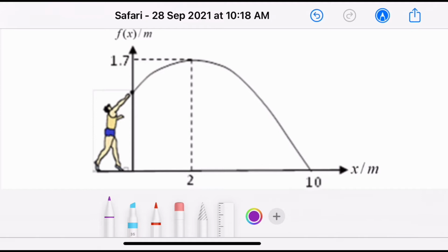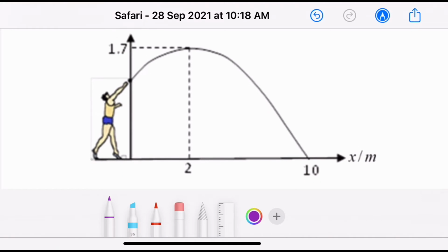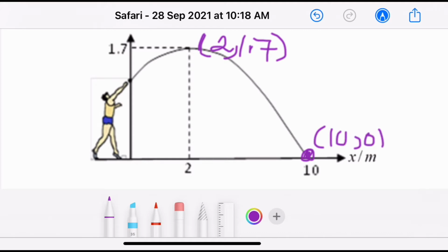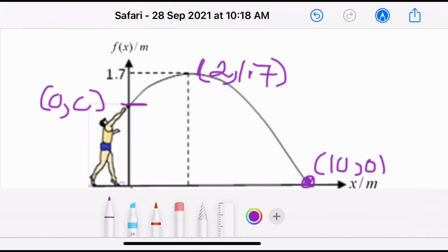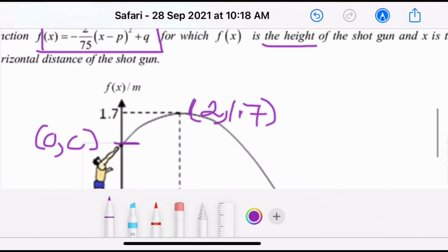Now, based on the graph, this is a quadratic function. We can actually determine the axis of symmetry here, and we can write down the maximum point. This is the x-intercept, which is (10, 0). And this is the y-intercept, which was not given. So basically, there are four things that you must know: x-intercept, y-intercept, the maximum point and the axis of symmetry.